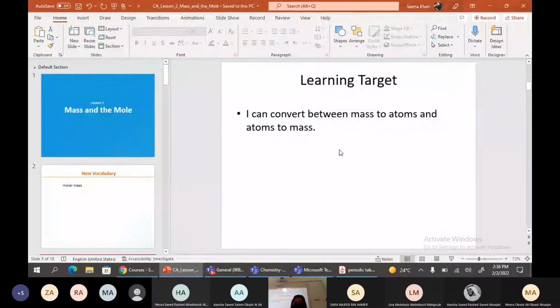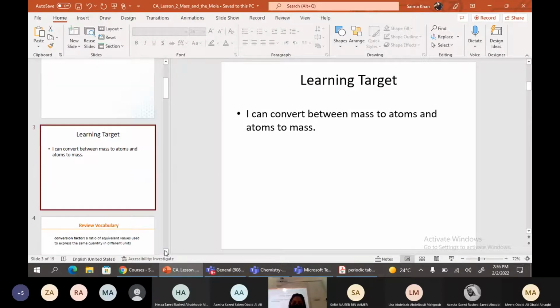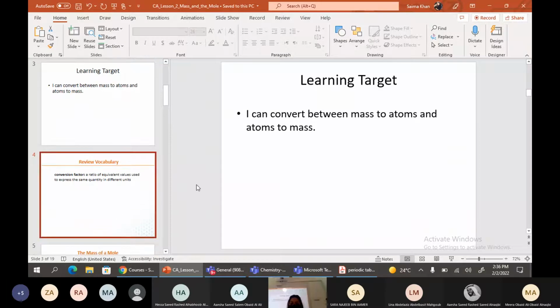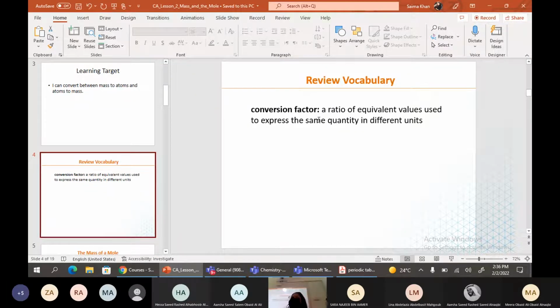As Fatma read for us already, what is the learning target? I can convert between mass to atoms and atoms to mass. Girls, we already discussed earlier the vocabulary, we are doing conversion. What means conversion? Yes, Fatma, Rashid, what means conversions? Can you open your mic, please? Turning a unit from one to another. Converting or changing a unit from one quantity to another quantity, that is called conversion. We already completed the conversion mole to atoms and mass to mole.